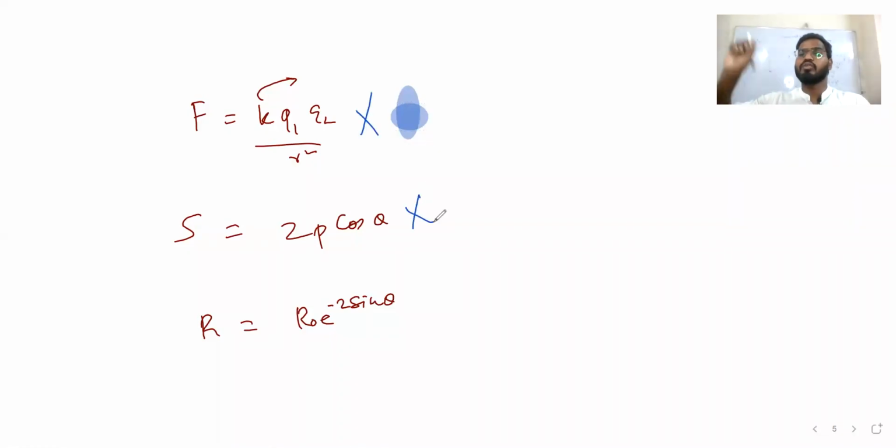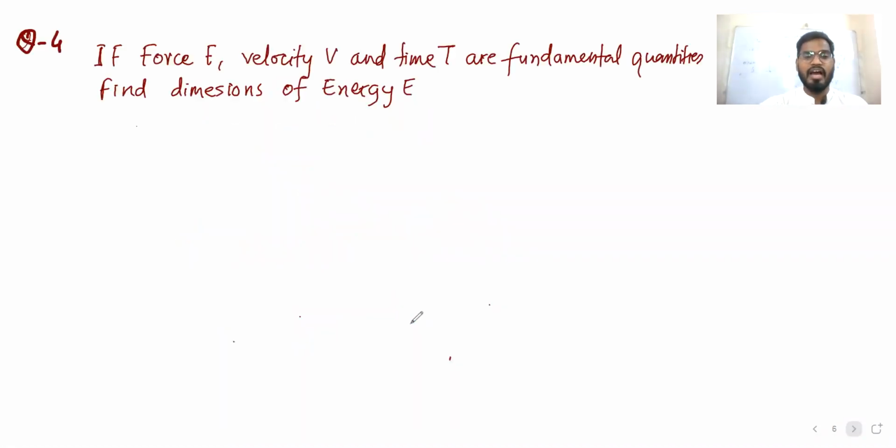R is equal to r naught e to the power sin theta. Now you cannot find r naught. You cannot find e to the power sin theta, right? So you cannot find by this way, right? Let's see another type of fundamental quantity. We'll write the limitations also later. Another type. Now what they had done?